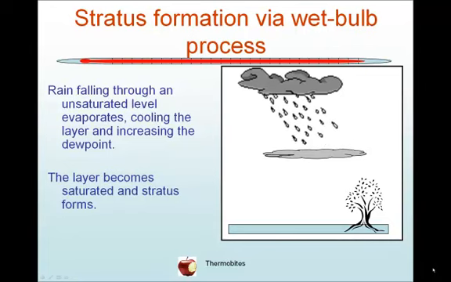This process is also of importance in the formation of something known as nimbostratus, which is mid-level cloud that's particularly deep, so the base of the cloud continually lowers due to this wet bulb process.